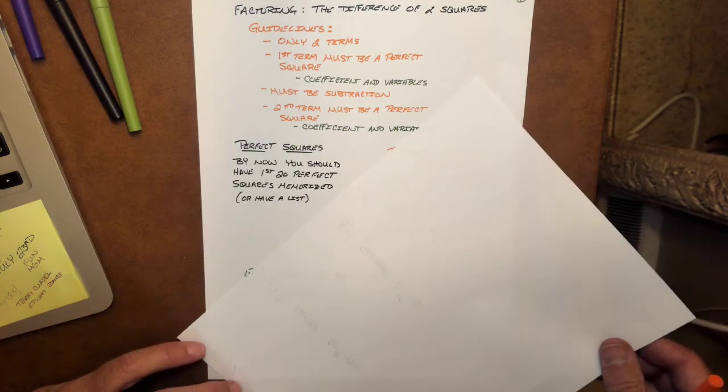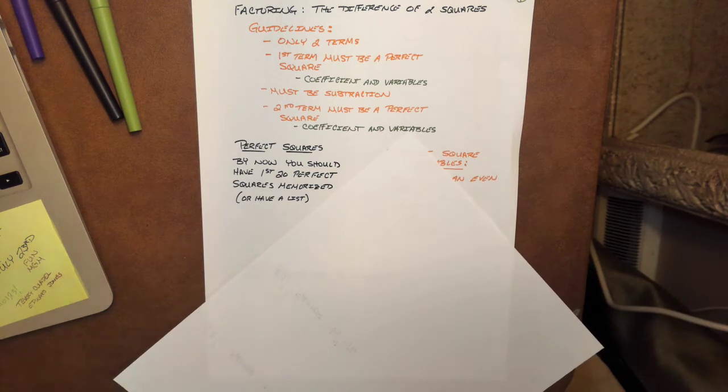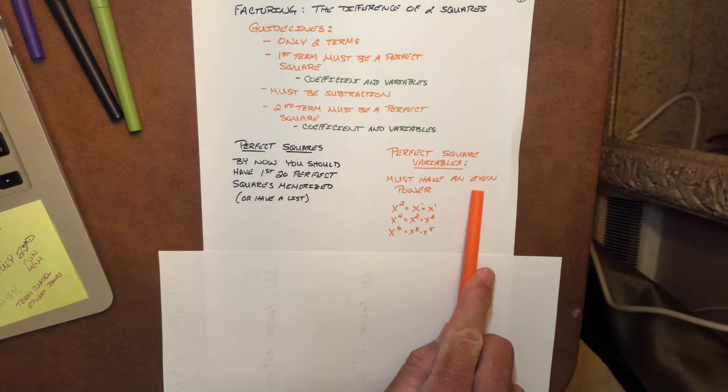Perfect squares in terms of coefficients, you should know your first 20 perfect squares by now. The first 10, absolutely inside and out. But really recognize them and do that. If not, have that list handy so you can see them. On the variable side, I know a variable is a perfect square if it has an even power.